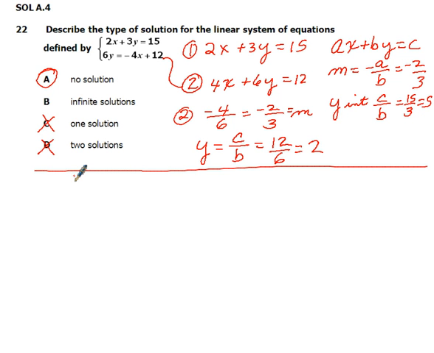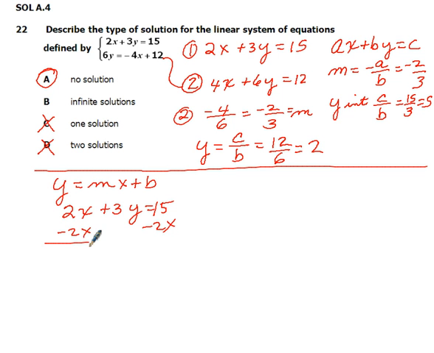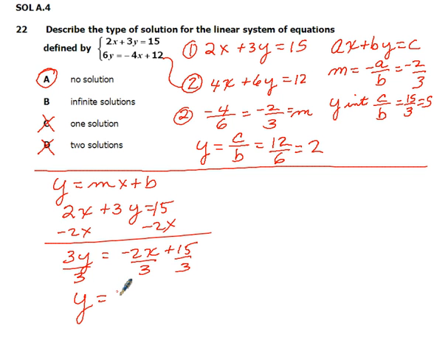Algebra 1 students could certainly put the equations in the form y equals mx plus b. And if they did that, solving the first equation, 2x plus 3y is equal to 15, they would simply subtract the 2x from both sides and get 3y is equal to negative 2x plus 15. And then dividing each term by 3, we would determine that y is equal to negative 2/3 x plus 5.